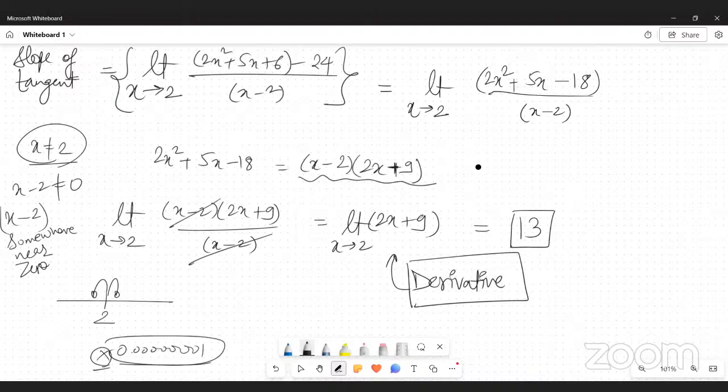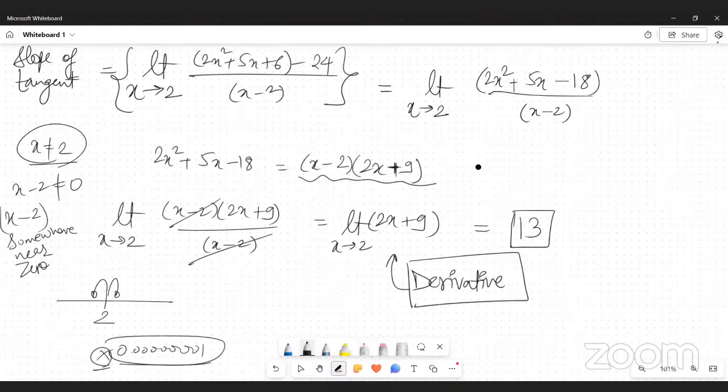So since it is not 0, like we used to do x divided by x, similarly we can do x minus 2 divided by x minus 2. Its value will be 1. So it got cancelled out. After cancelling out, we got only 2x plus 9. That was the only factor we were left with. We already knew that the value of x was 2, so we put 2 here. So 2 into 2 plus 9, 4 plus 9, that is 13.